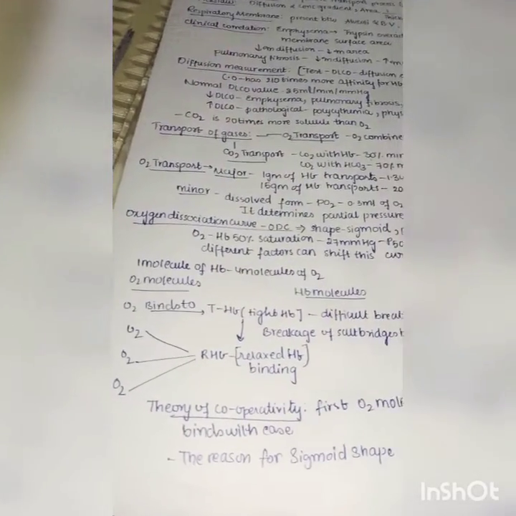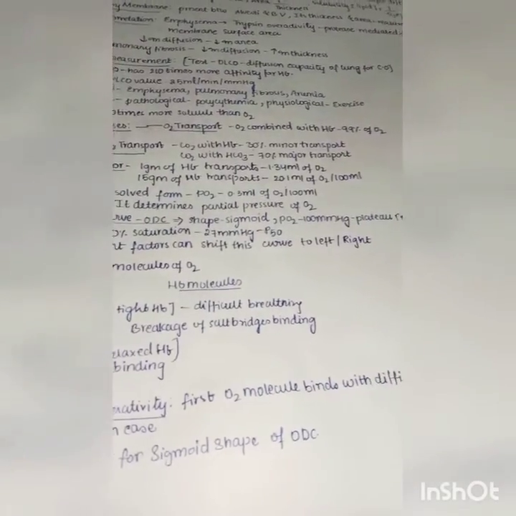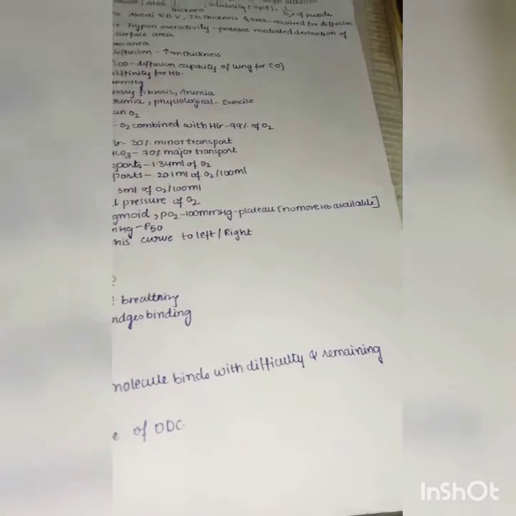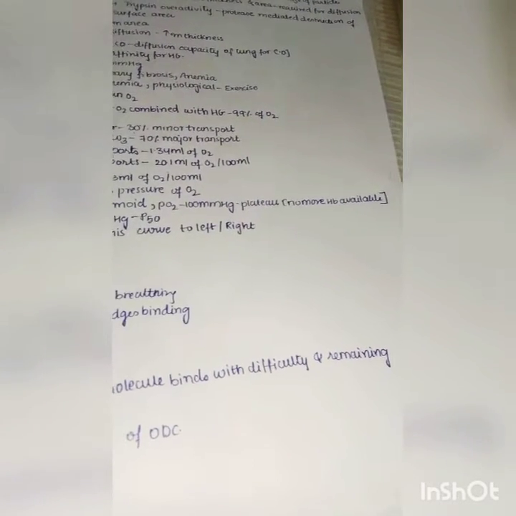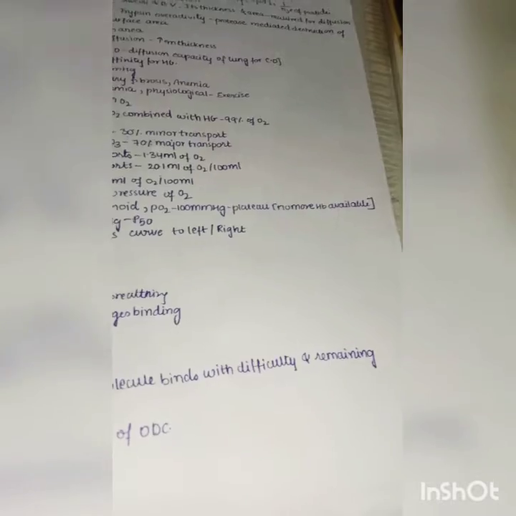Next we'll see the oxygen dissociation curve. In short form it is called ODC. The shape of the oxygen dissociation curve is sigmoid. When the partial pressure of oxygen is 100 millimeters of mercury, the curve reaches a plateau where no more hemoglobin is available.